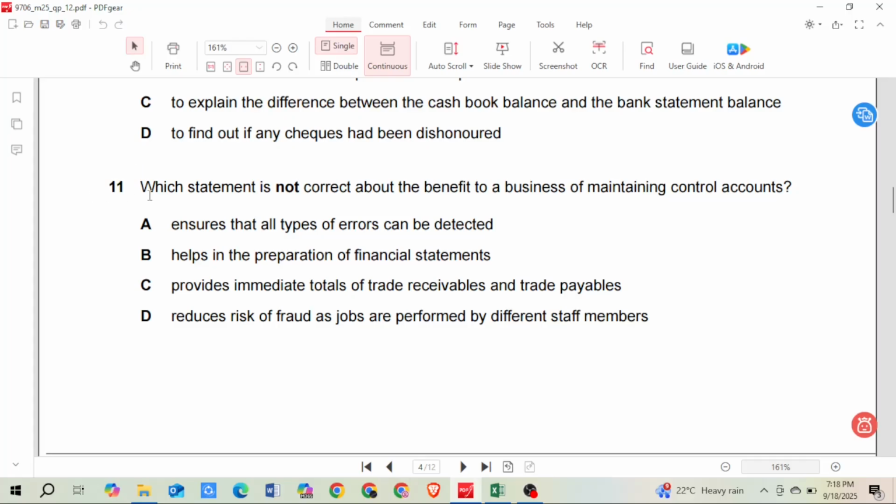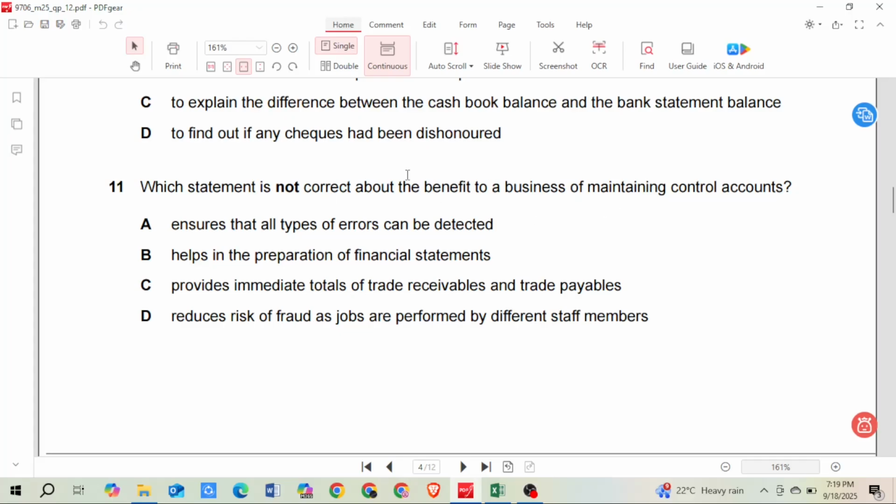Question number 11. Which statement is not correct about the benefit to a business of maintaining a control account? Out of the statements listed, which is not a correct statement for the benefit of maintaining the control account? A, ensure that all types of error can be detected. B, helps in the preparation of the financial statement. C, provides immediate total of the trade receivable and trade payable. And D, reduce risk of fraud as jobs are performed by the different staff members.